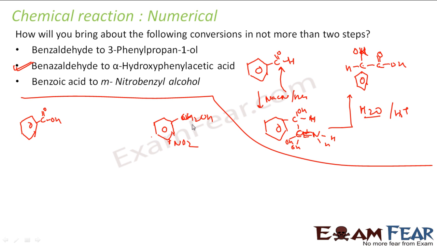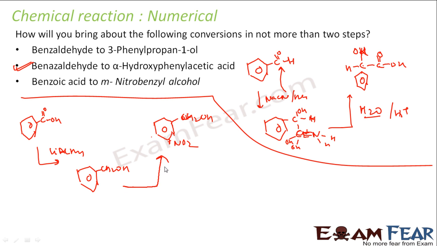So what I can do is first make it CH2OH. Pretty easy. I have to just do a reduction. I can use LiAlH4, right? This becomes CH2OH, and then I can do the nitration. HNO3 in presence of sulfuric acid. So it will come in the meta position.